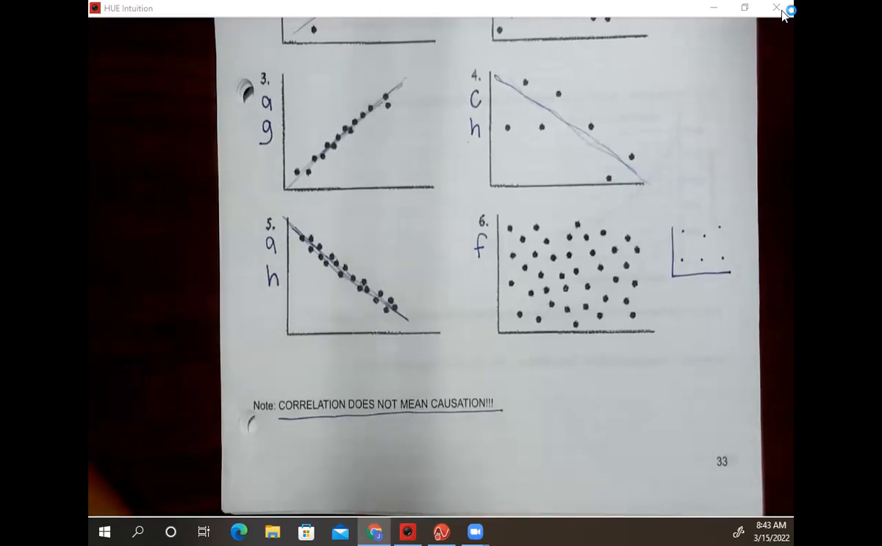That is it for our notes for today, just pages 32 and 33. And then we'll take a look at some problems together next time.